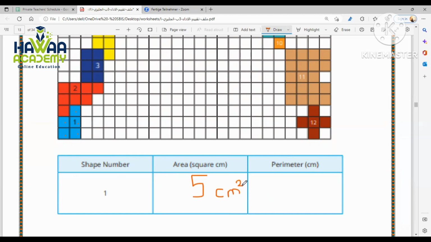What about the perimeter? Let's count the distance around. So it is 1, 2, 3, 4, 5, 6, 7, 8, 9, 10. So here it's 10 centimeters.